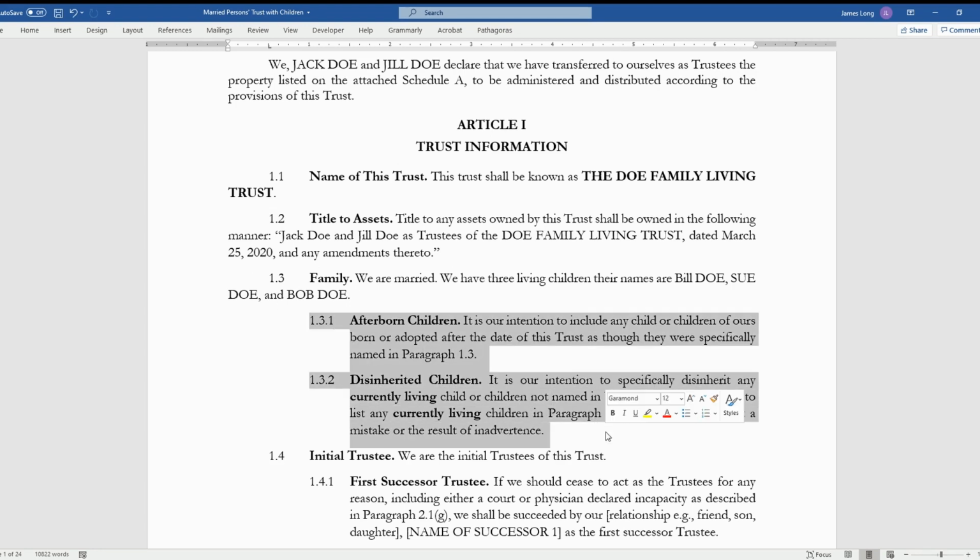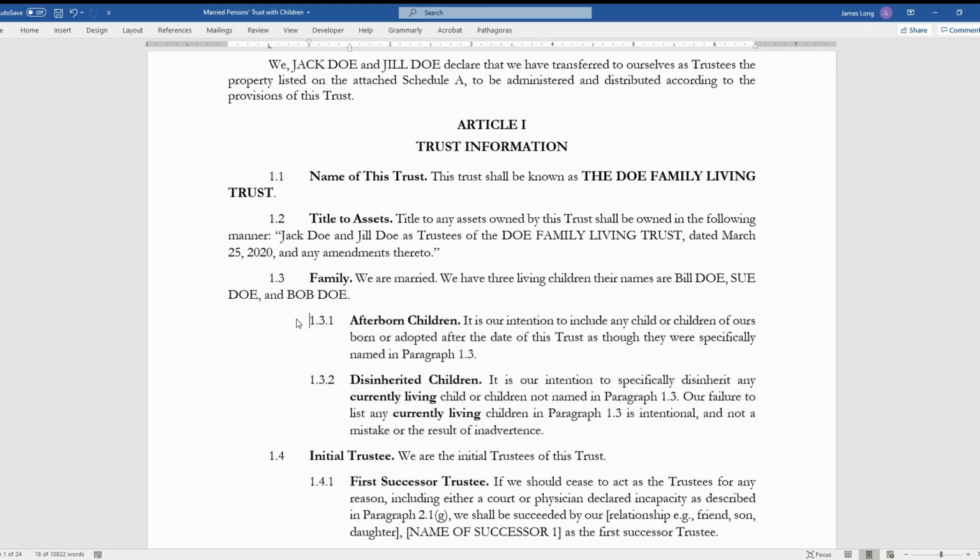None of them are necessary. You can delete them if you don't want them. I put them in here because they're pretty common, in terms of what most of my estate planning clients prefer. And it is a provision stating that any afterborn child, that means any child that's born after you sign this trust, is going to be treated as if they were specifically named here, right?